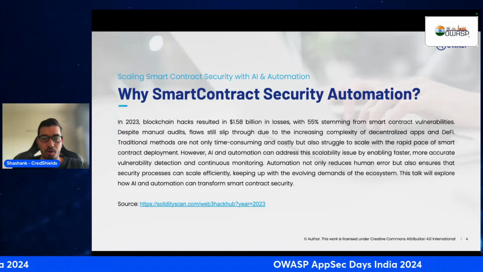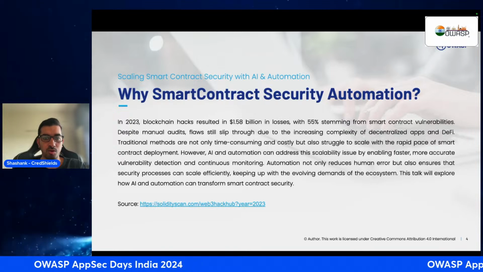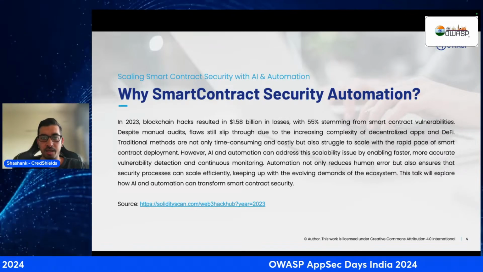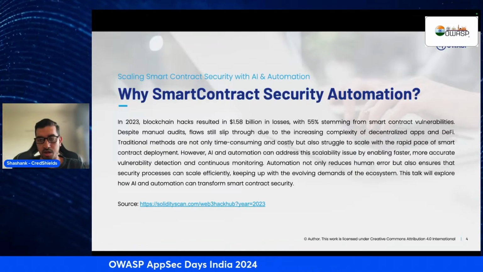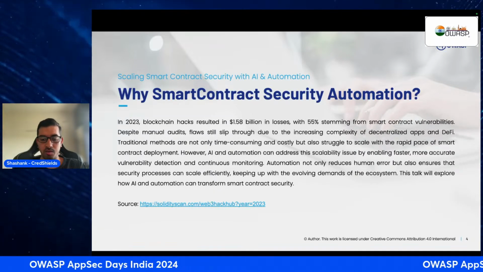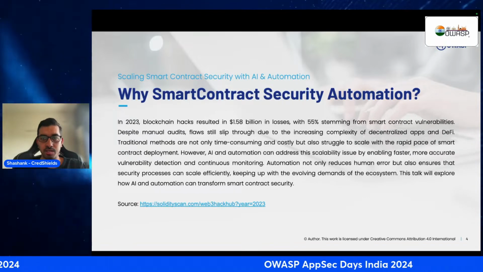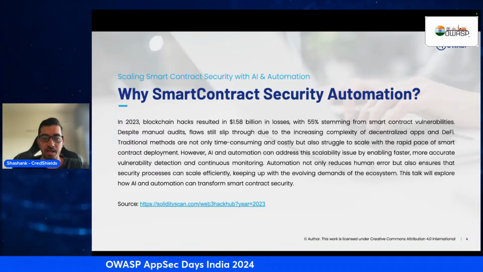So the problem with the current industry is we are heavily relying just on manual services, although manual services are really good. But then it's not scalable as this industry is also growing. So in this talk we'll see how we use automation to find security vulnerabilities in smart contracts and then enhance its capability using AI.